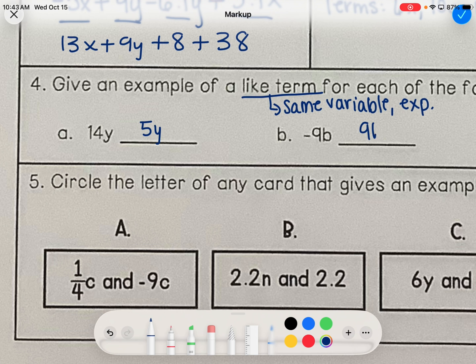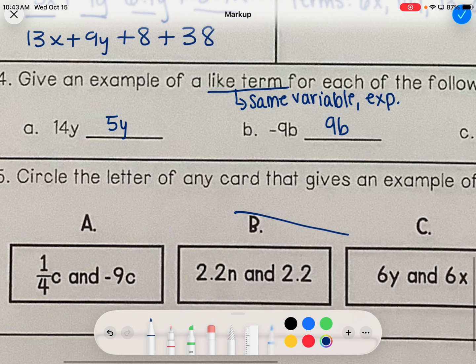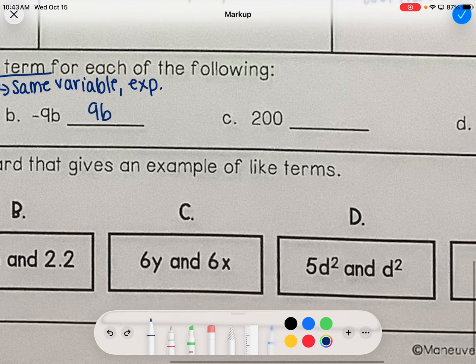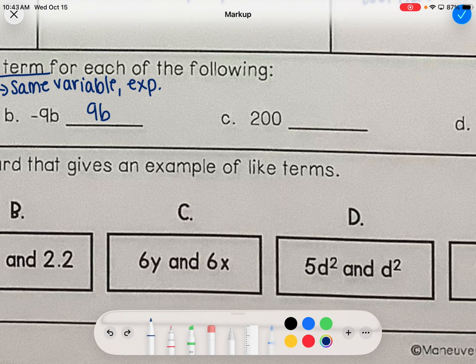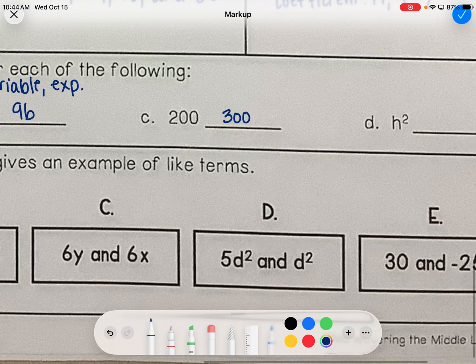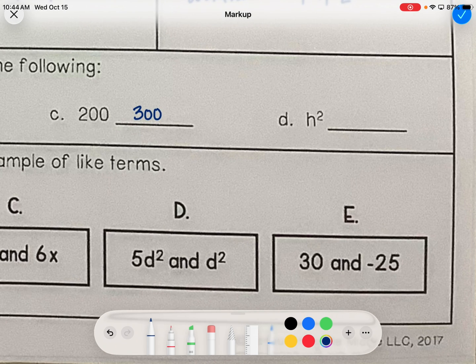9b. Okay, perfect. Positive. As long as it has the same variable and the same exponent. What's something that's similar to 200? 300. Okay. 300, 3,000, 321, 399, negative 1, whatever. What is something that sounds like h squared? Remember, same exponent, same variable.